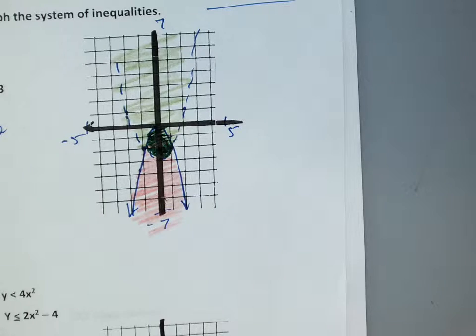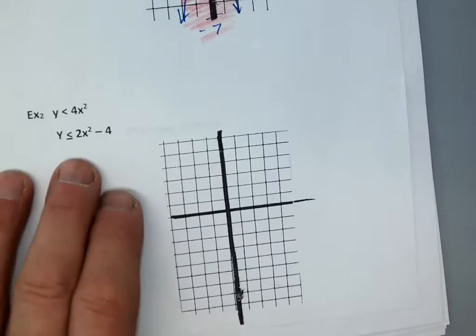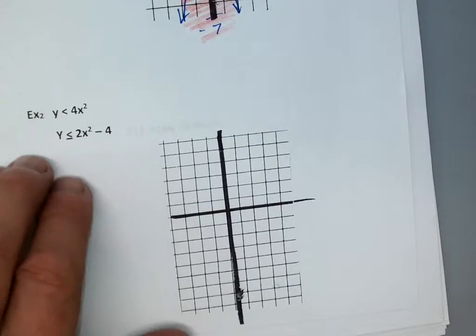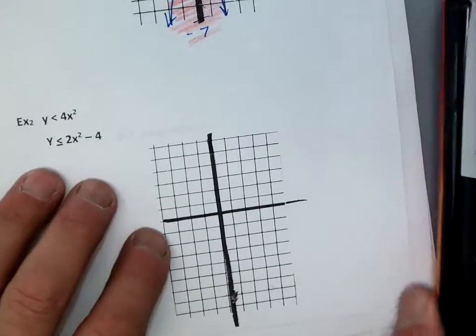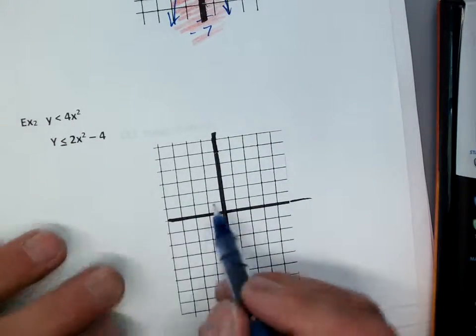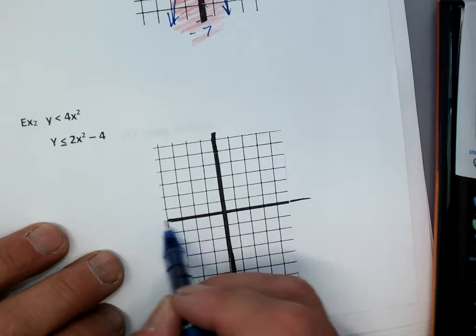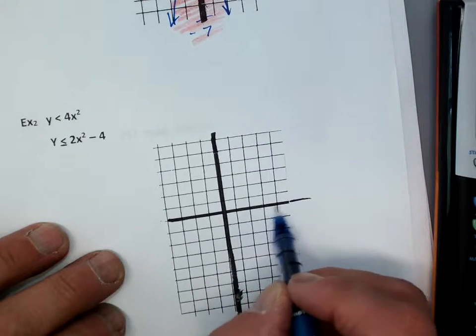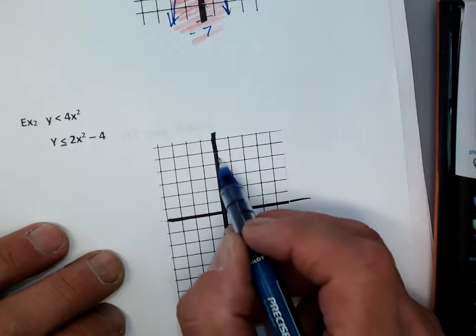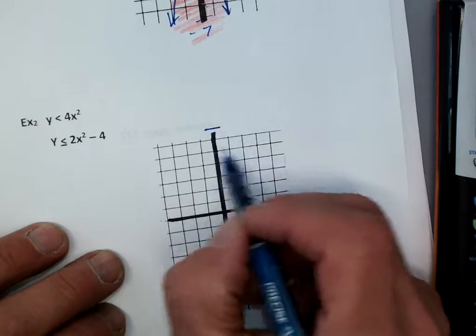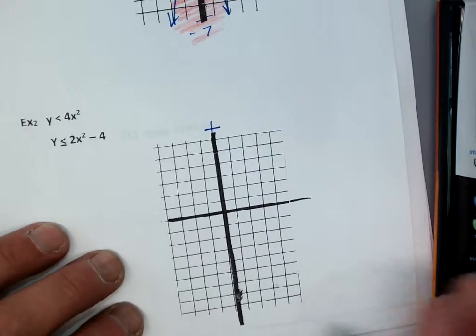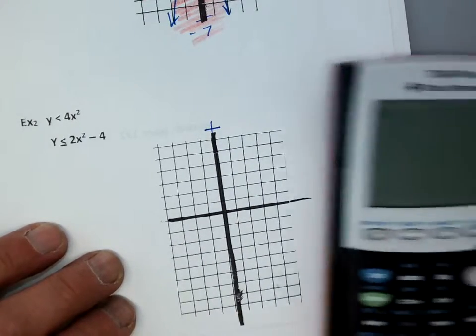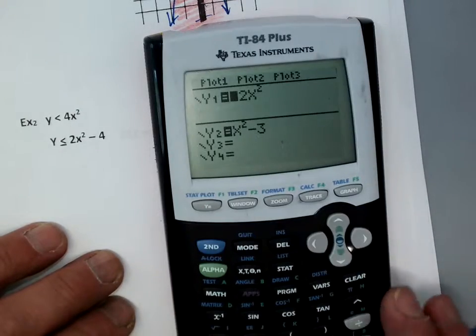Now let's look at example 2. The first thing I'm going to do in example 2 is set my window. It seems to be about the same. I'll go 1, 2, 3, 4, 5, 6, 7. We can probably keep the same window as we had. Go to y equals. Didn't match it, by the way.